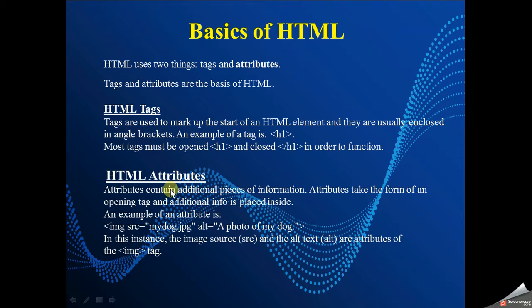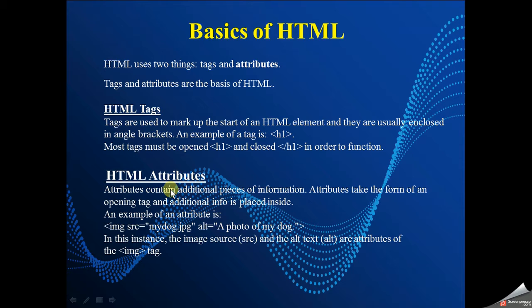Okay, so HTML is basically dependent on two things. One is tags and the other one is attributes. Tags are basically used to mark up the start of an HTML element, and they come in angle brackets. However, HTML attributes contain an additional piece of information for any tag. Is that clear? Okay. Now I am going to move to the next slide.